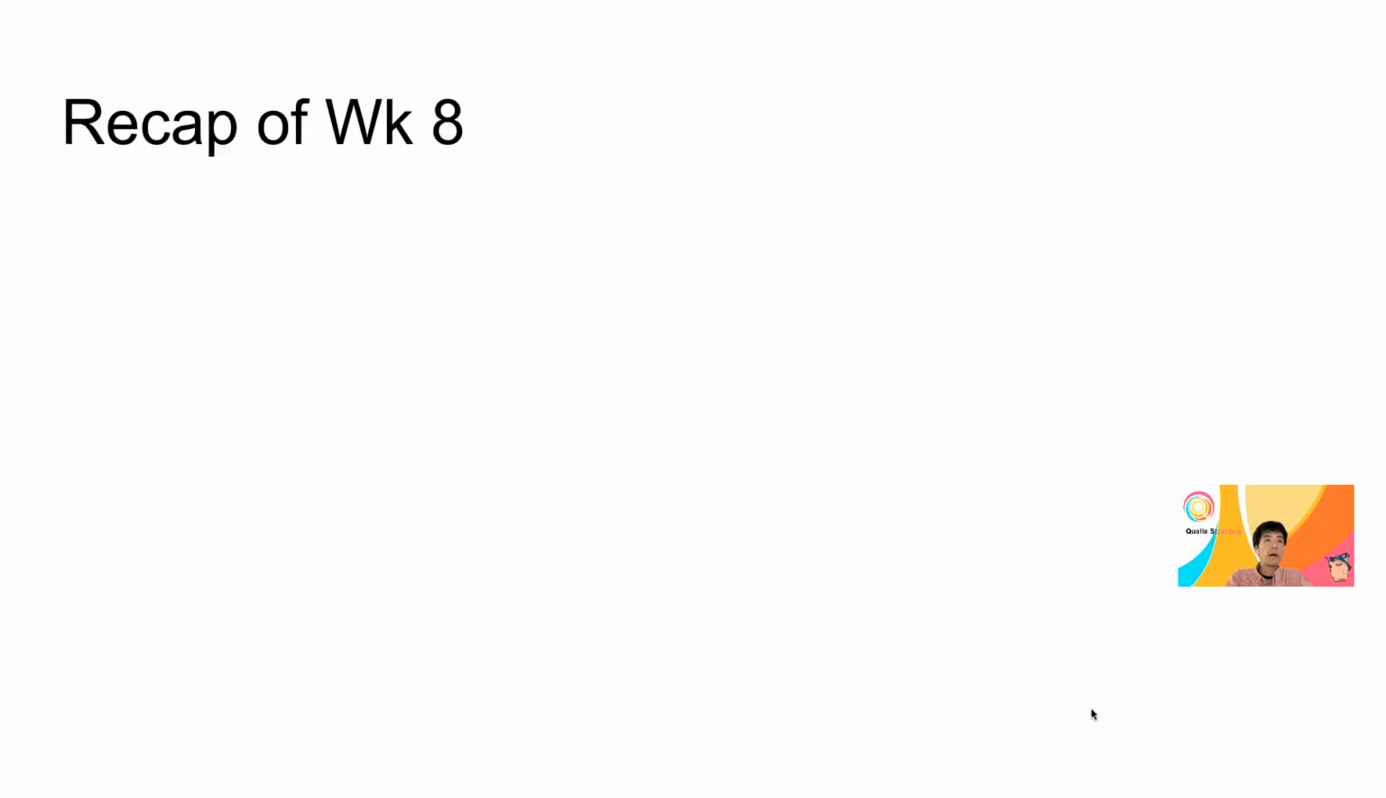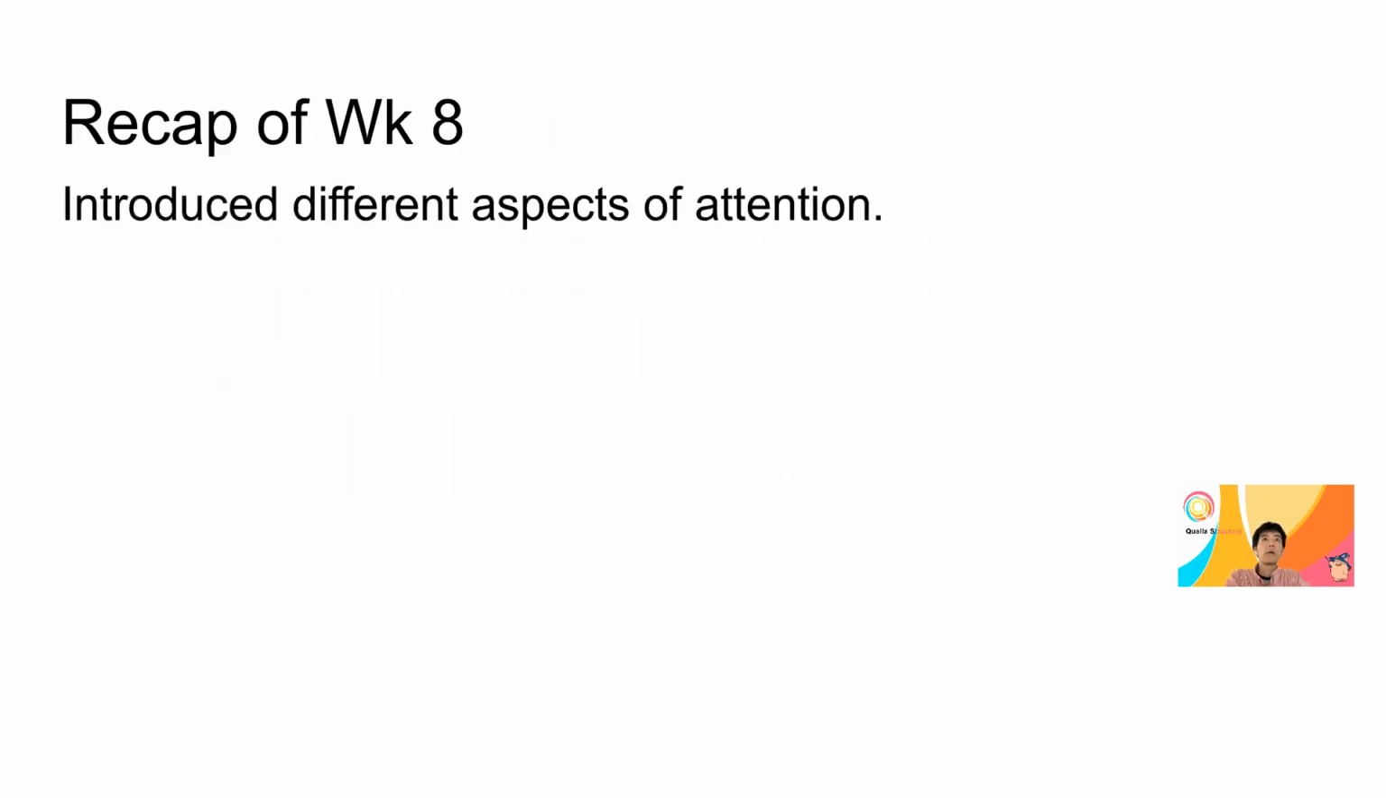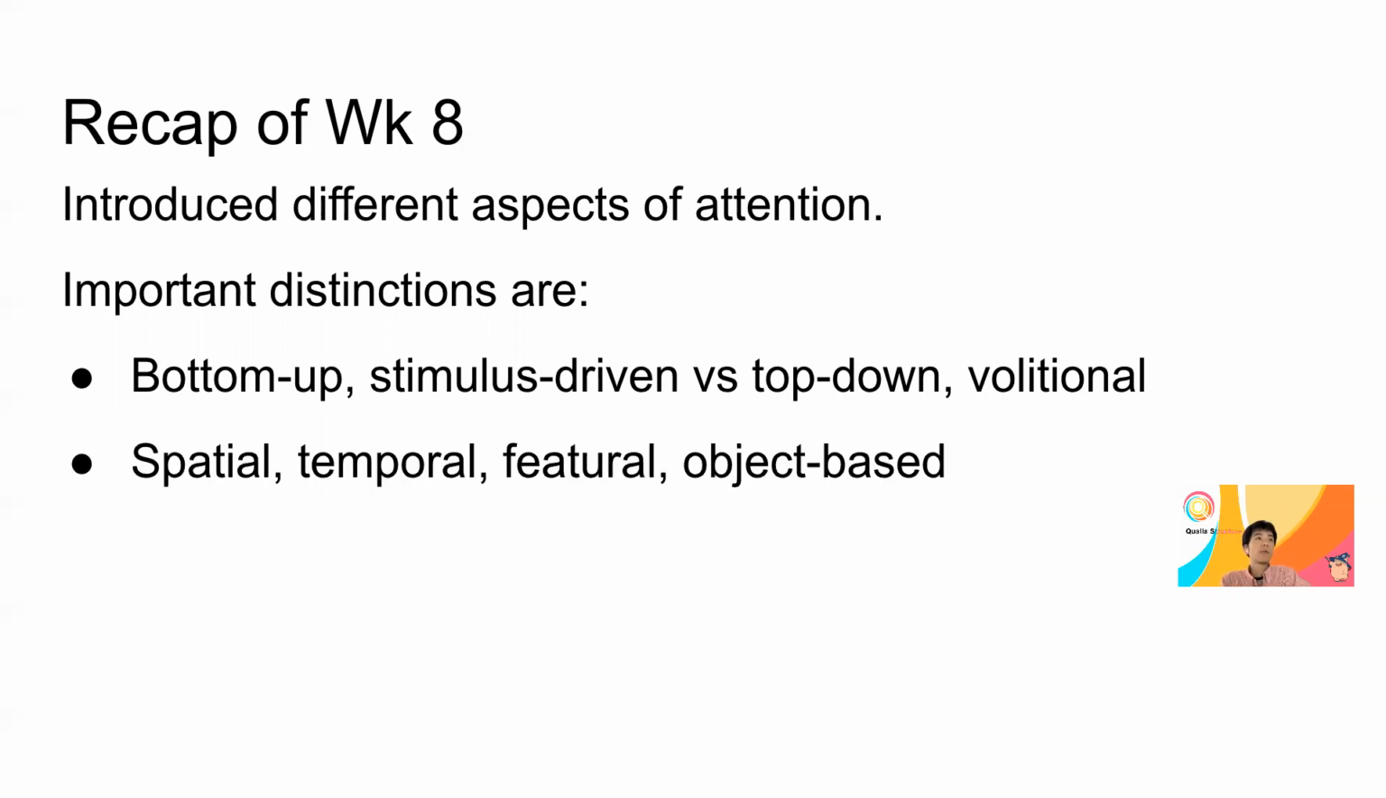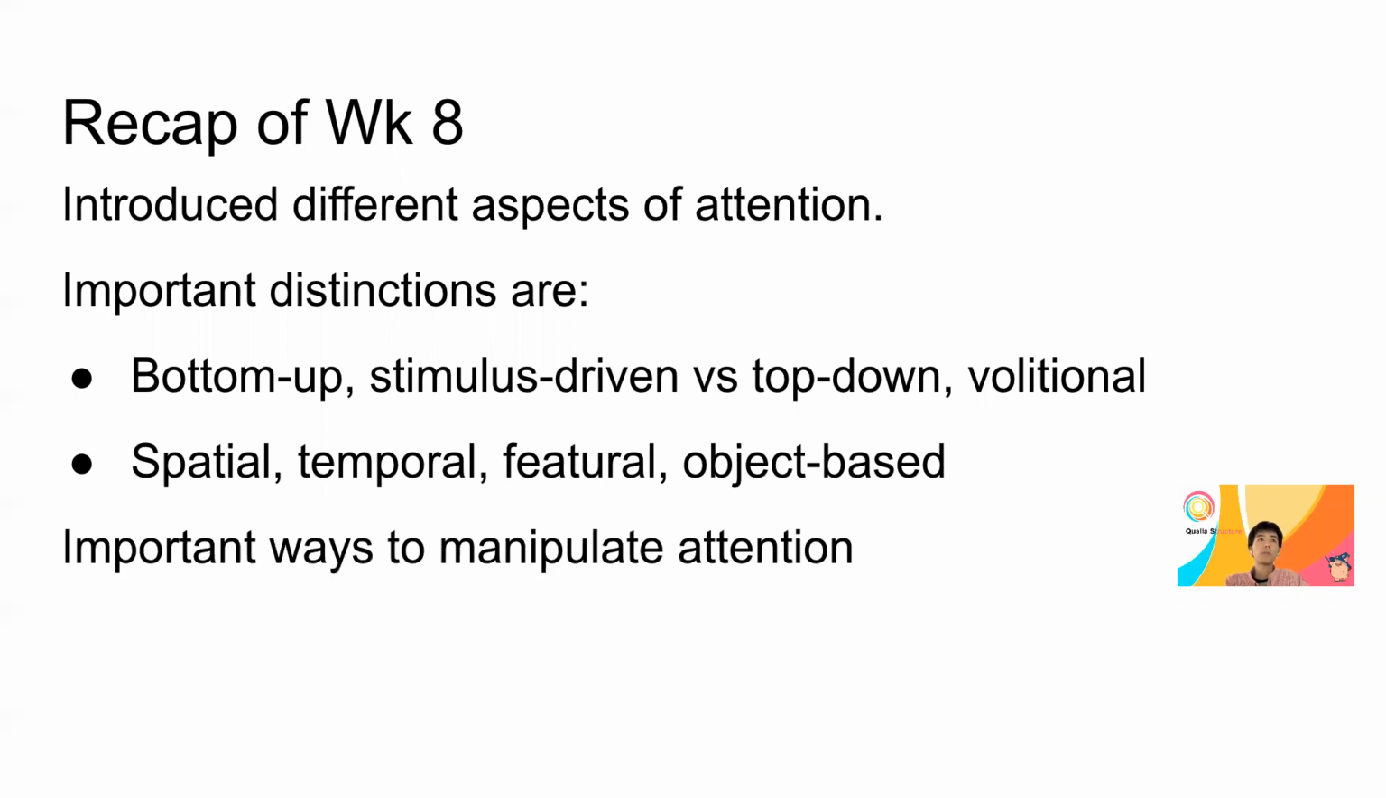So in terms of the recap, in week 8, I introduced the different aspects or definitions of attention, and then pointed out important distinctions such as bottom-up or stimulus-driven attention versus top-down or volitionally controlled attention. And then in terms of the kinds of attention, I pointed out spatial or temporal, when to attend, or featural, which feature to attend, and object-based attention. They are important to distinguish because their corresponding neural mechanisms could be different, and accordingly, their relation to consciousness can be different.